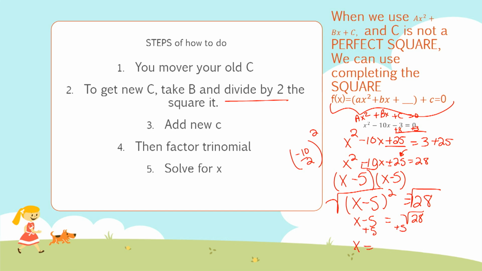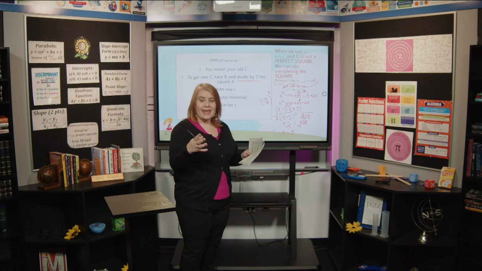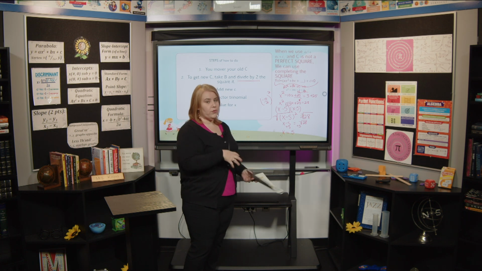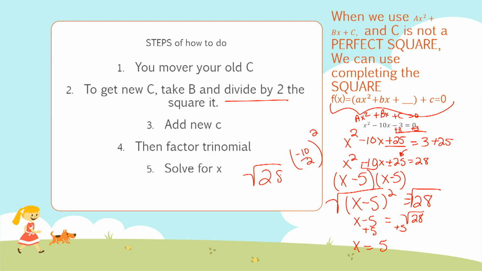So x equals 5 plus or minus √28. Now, 28 is not a perfect square. So I'm going to factor, if I can, perfect squares out from under the radical. So let's see how that works. I take the square root of 28. I have 7 and 4. 7's a prime number, but 4 is not. It factors to 2 and 2.